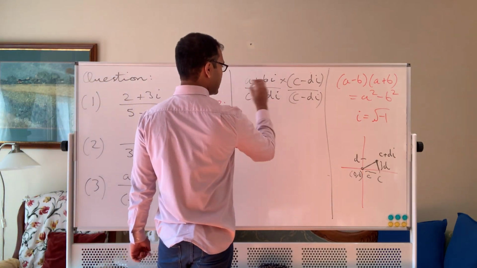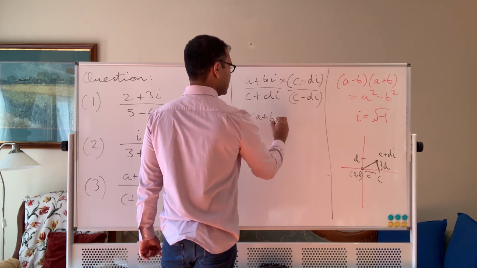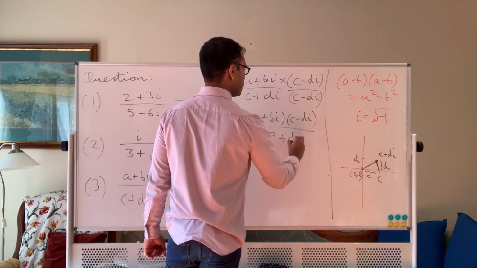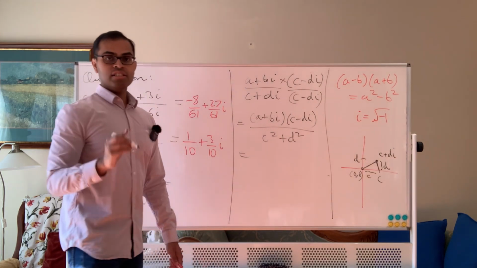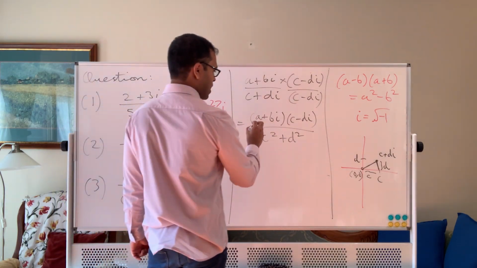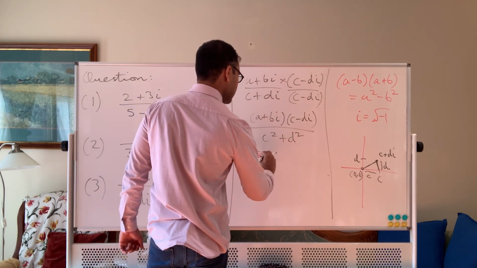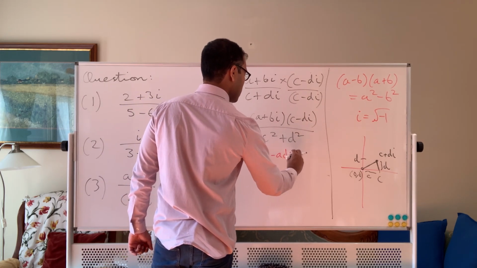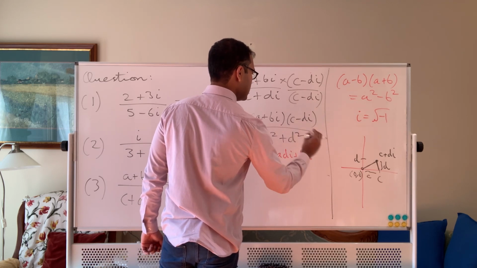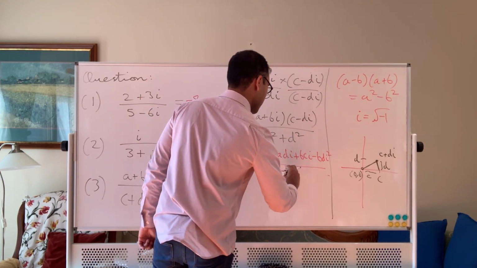So you can just write that that's c squared plus d squared down bottom. And now you're going to get a plus bi times c minus di, which you can work out, divided by c squared plus d squared. It's not c squared minus d squared, because i squared is -1. So that's the difference of squares formula to keep in mind. Then you can write that out: it's going to be ac minus adi plus bci minus bdi squared, divided by c squared plus d squared.